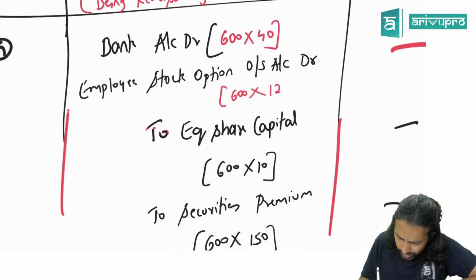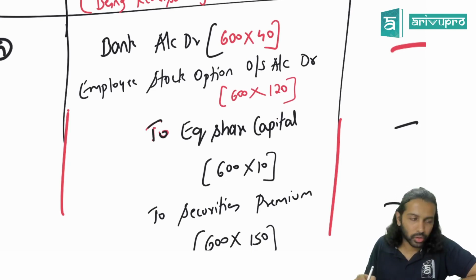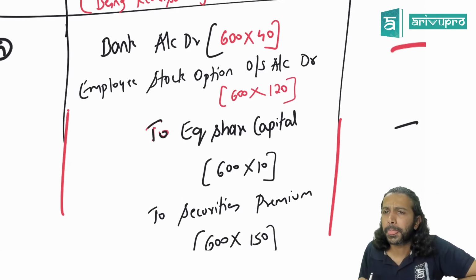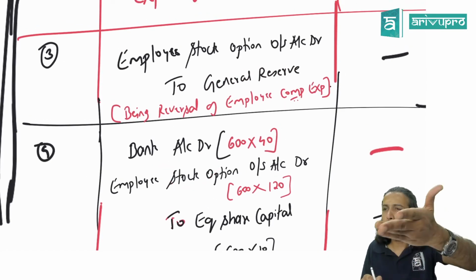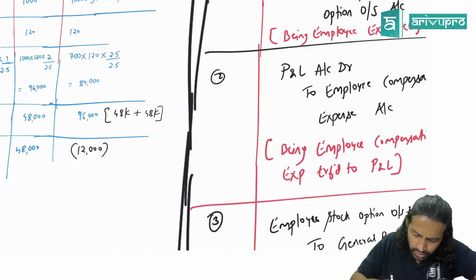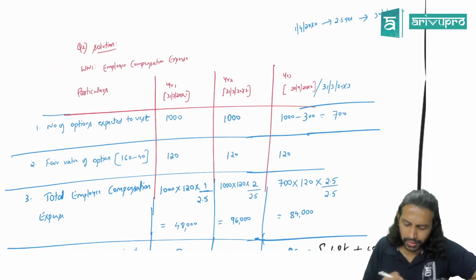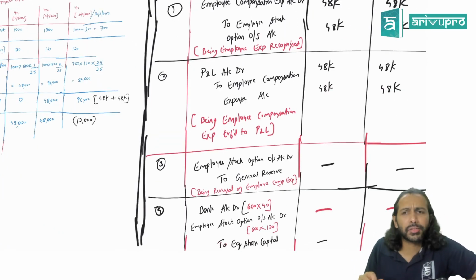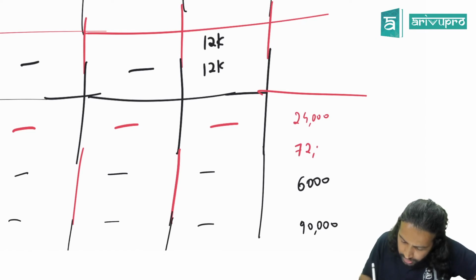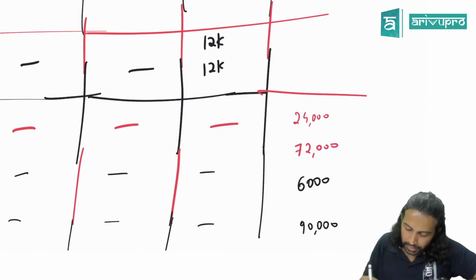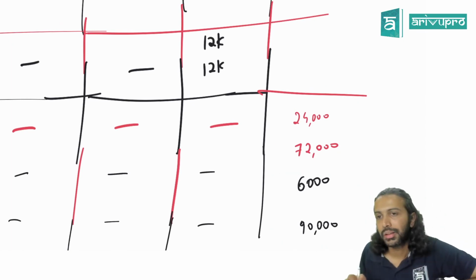No. It's 120, not 80. I haven't told 80 here. 120 you told. Okay, fine. 600 into, why 120? Sir, what are you booking in this employee stock option outstanding? A compensation expense, which is a loss. You check your table. How much is that loss per share? 120 only, no? So this will be 120 only. Or write it as a balancing figure if you don't want to do much calculation. So 600 into 120, you're going to get 72,000. So these are your debit. Debit side total is 96,000. These are your credit. Credit is also 96,000.